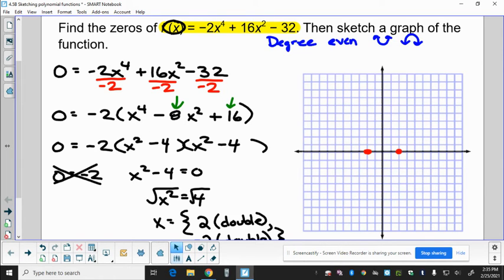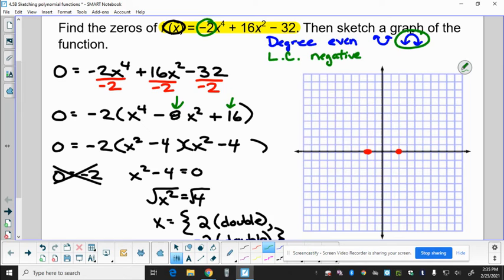There's one more thing we can do to give us a hint as to what the sketch may look like. How about the leading coefficient? In this case, it's this -2. So that's a negative number, which implies that the graph would be upside down. So our graph should look like that.